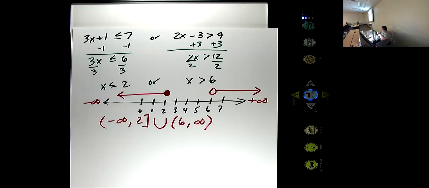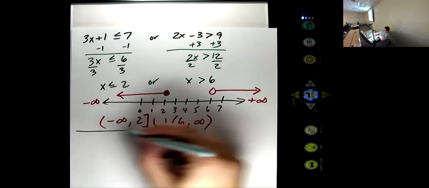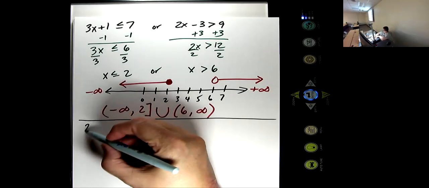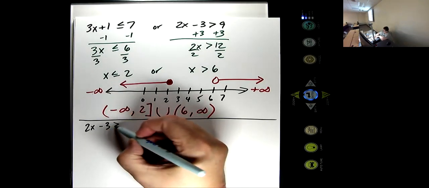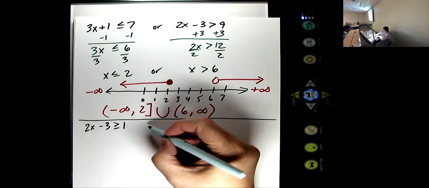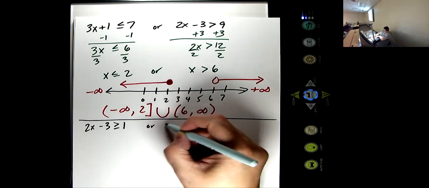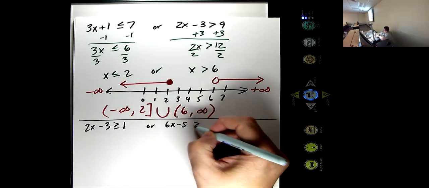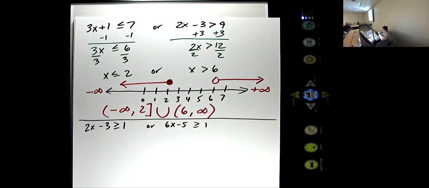All right, do another one. Keep you busy. 2x minus 3 is greater than or equal to 1, or 6x minus 5 is greater than or equal to 1. Question on the first one.